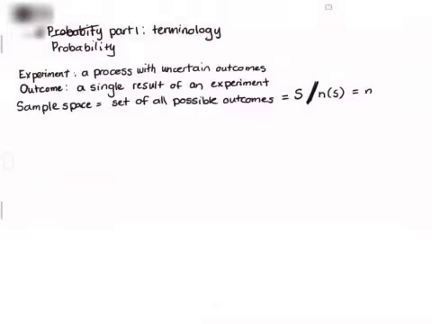N(S), sorry, this is not over, N(S) is number of possible outcomes. How many? So S is the set. So S you would write what could happen. N(S) would mean how many did I get.